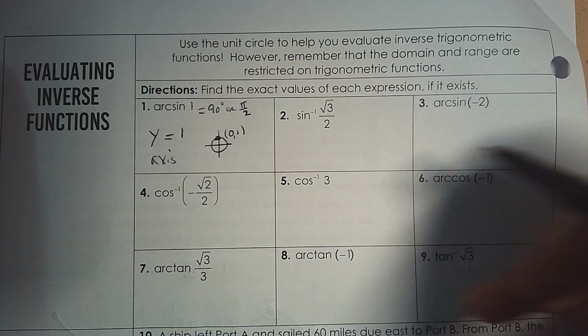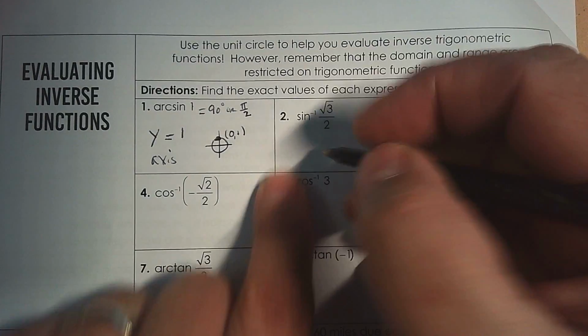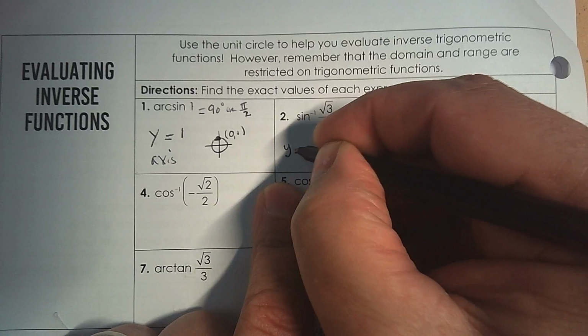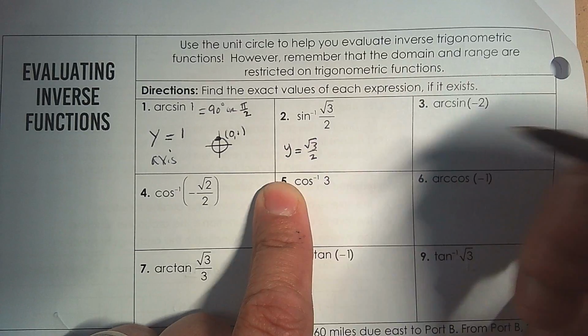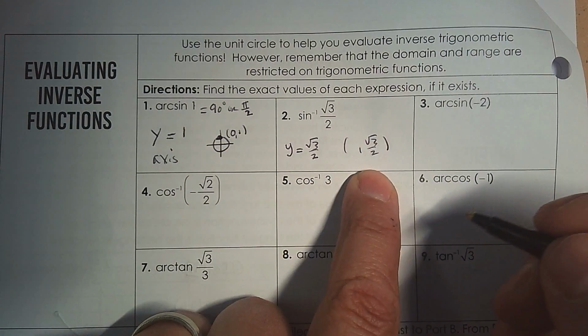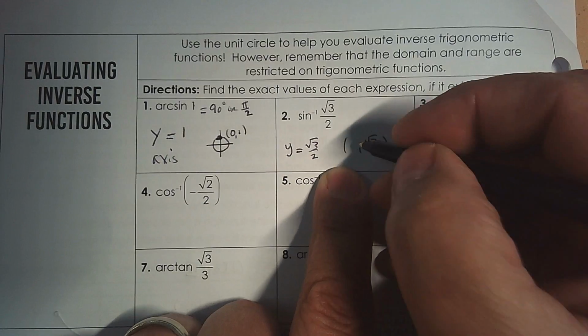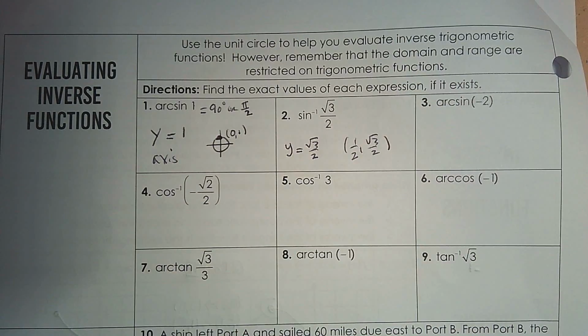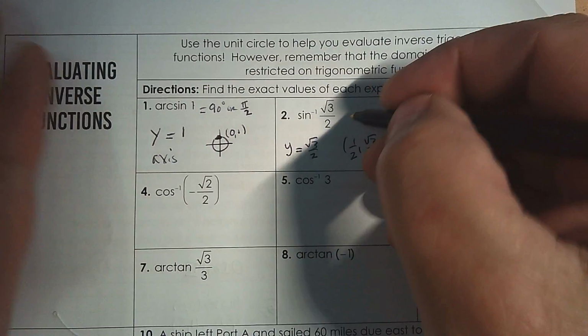Again, what are we doing? Sine. Sine goes with the what? So the y-coordinate is what answer? Root 3 over 2. If that's Batman, what's Robin in front? 1/2. Then you have to work backwards and think what angle goes with that point. And there it is.